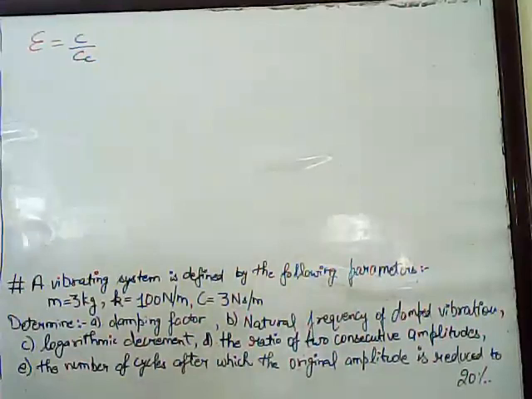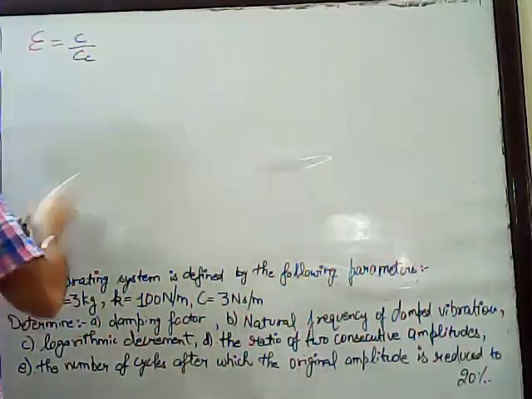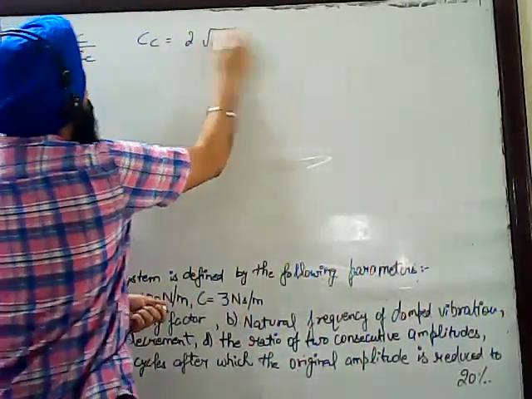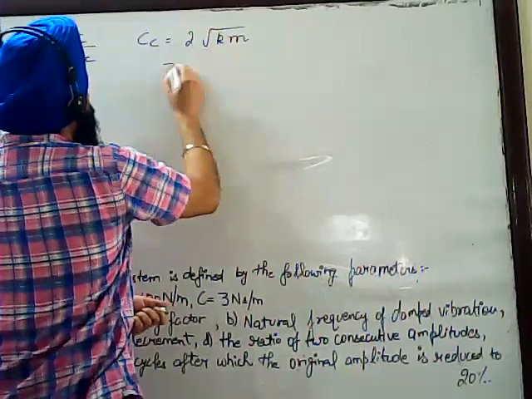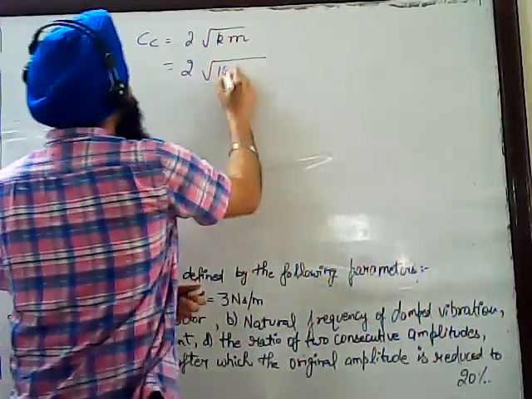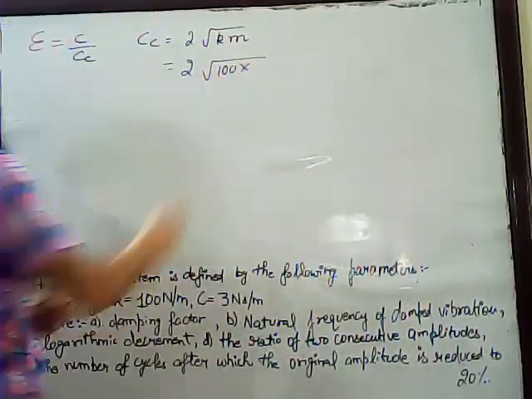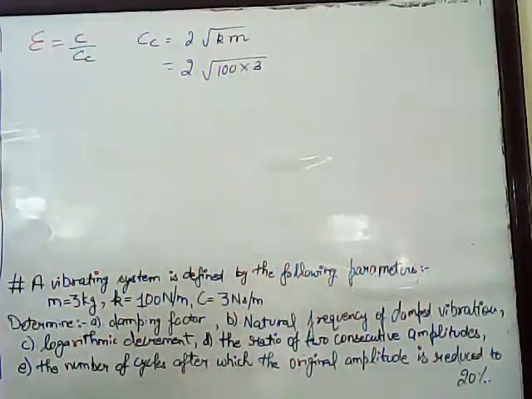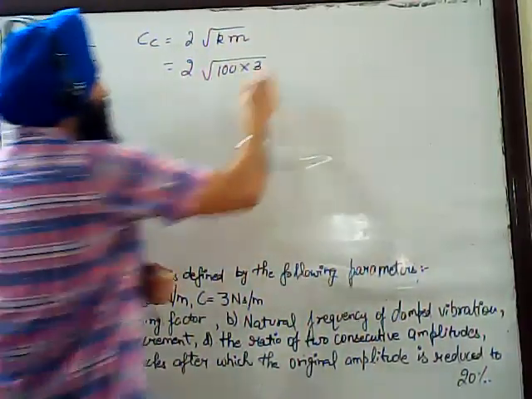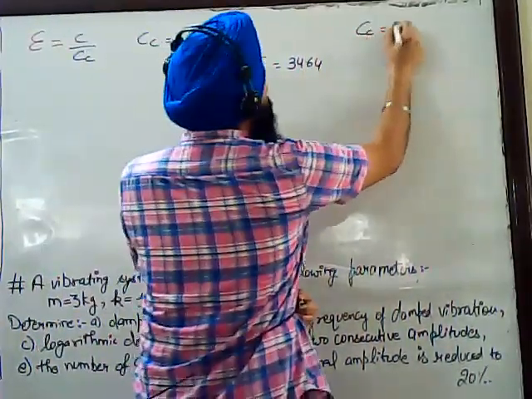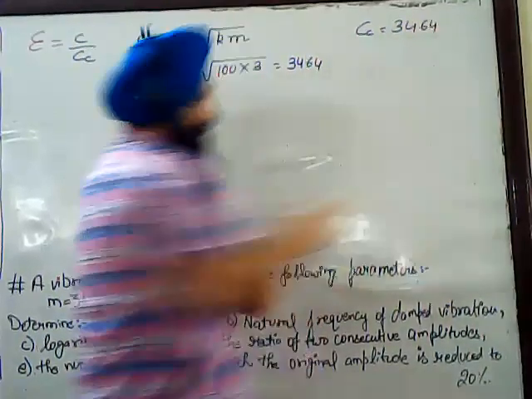So we know that the formula for Cc is 2 into under root Km. The value of stiffness of spring is given. Its value is 100 into mass. The value of mass is 3 kg. So its value will be 2 into under root of 300. Its value will be 34.64. So the value of Cc is 34.64.